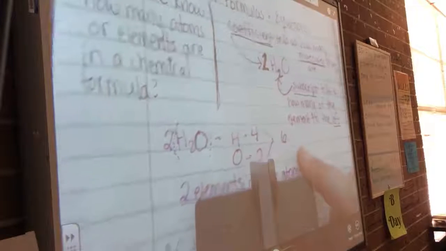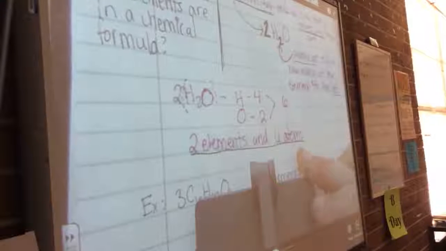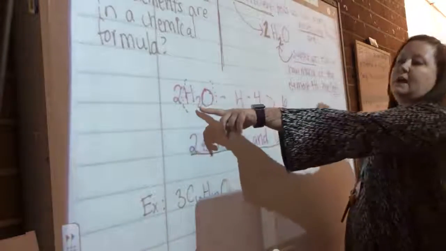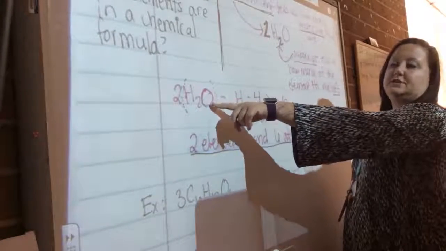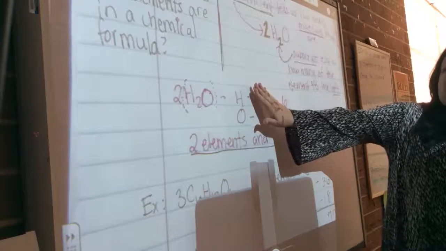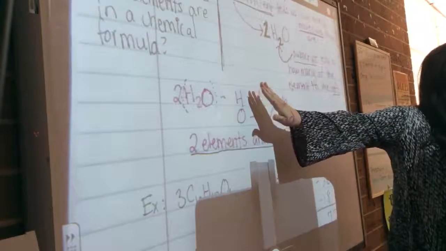The way we count atoms and elements is by the distributive property. First, I list how many of each element I have. So I have hydrogen and oxygen. That's it, right? So I'm just going to put hydrogen and oxygen. I'm going to list my elements first.